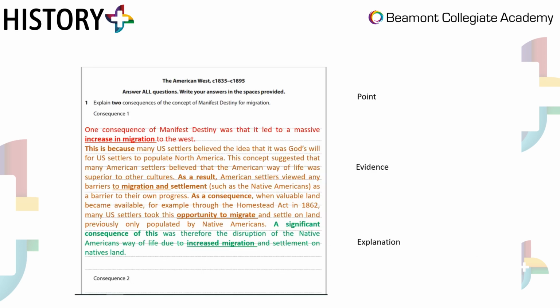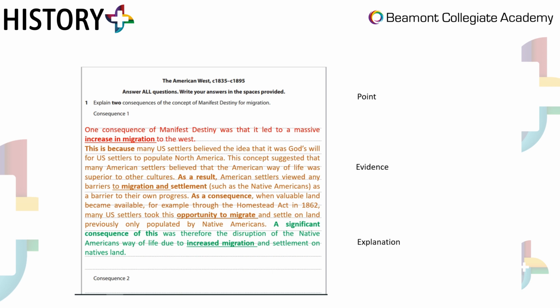Okay, so I've done this answer. I'm just going to take you through the point, the evidence and the explanation. This would be 4 out of 4 for this consequence. One consequence of manifest destiny was that it led to a massive increase in migration to the West. That is my point in red, that first sentence. The evidence you can see is in that orangey colour.